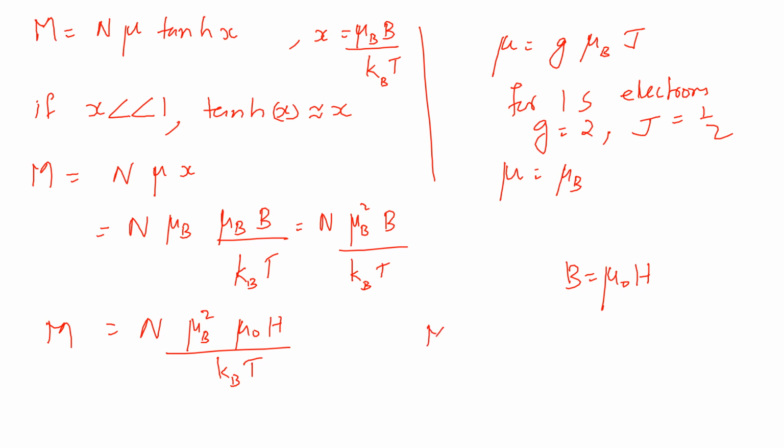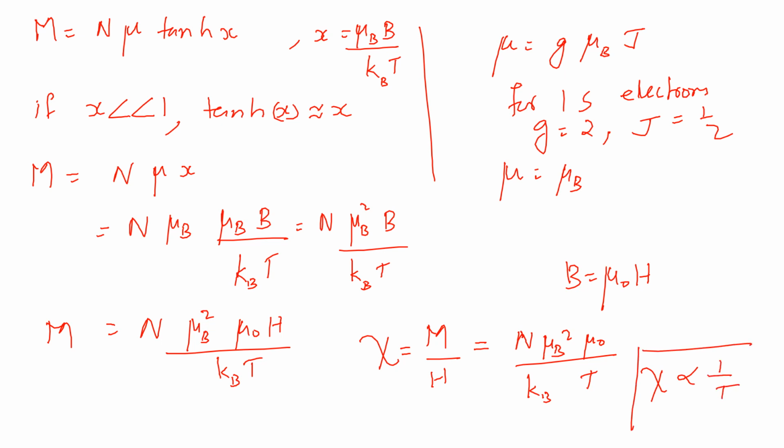Now, H can be taken as M divided by H. This is actually known as the magnetic susceptibility chi, that is equal to n mu b square mu 0 divided by kB times T. So n is constant, mu b is constant, mu 0 is constant, kB is constant. So we can say chi is proportional to 1 divided by T. This is what we already know, the Curie law, chi proportional to 1 by T.